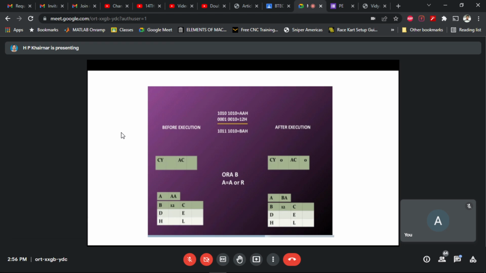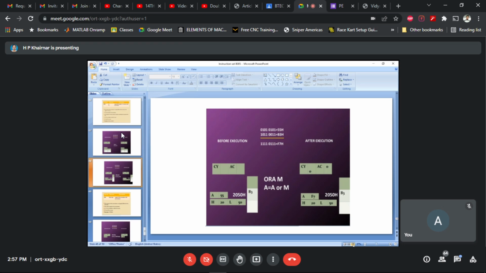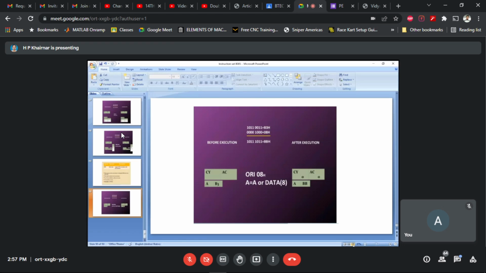So it will become something like this. The accumulator is containing AA, B is containing 12. You are carrying out an OR operation. As per OR logic, you will get the output. Similarly, you can have OR M. Similarly, OR immediate, like you have done for the AND immediate. So here the OR immediate operation can also be carried out.